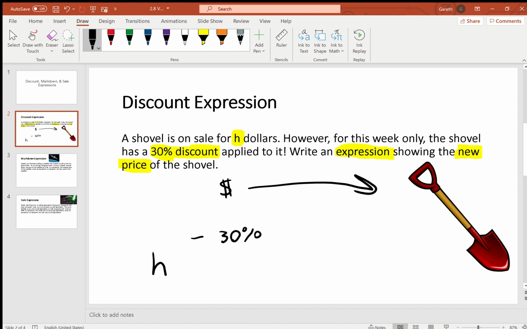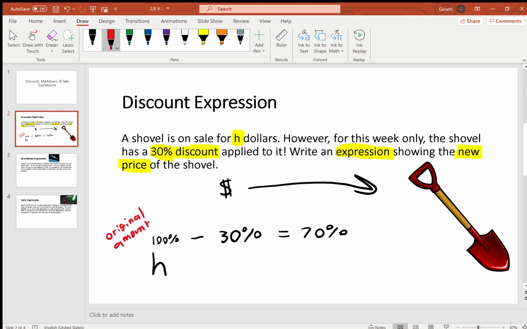Now, my original amount, H, is always 100%. Why? Do not question the why, merely accept. If you want your original variable as a percent, it's always going to be 100%. So now we take the 100% that the shovel did cost and we subtract 30%. 100 minus 30 means we are actually paying 70% of what the shovel was worth.